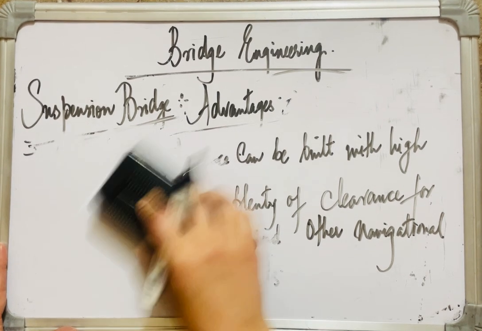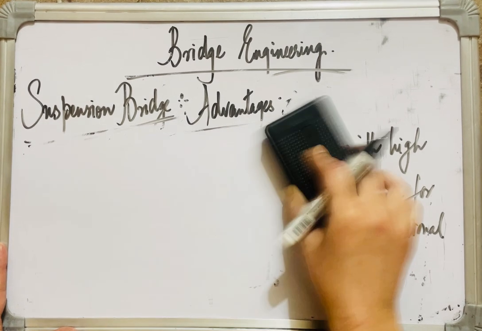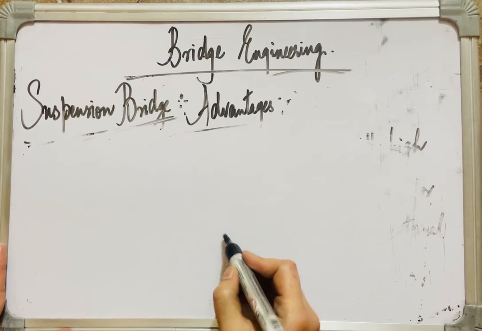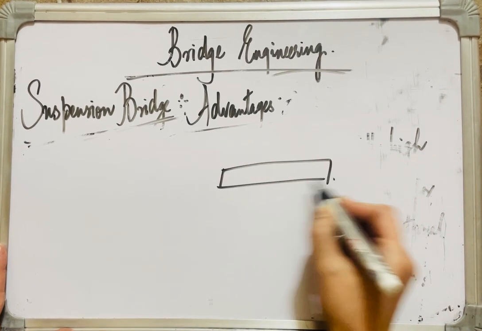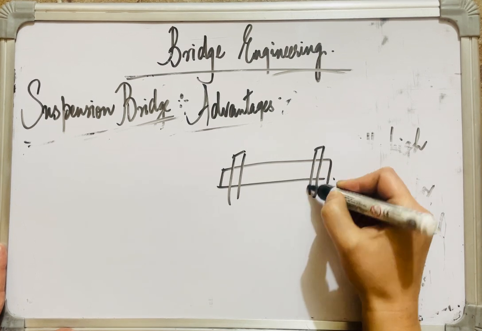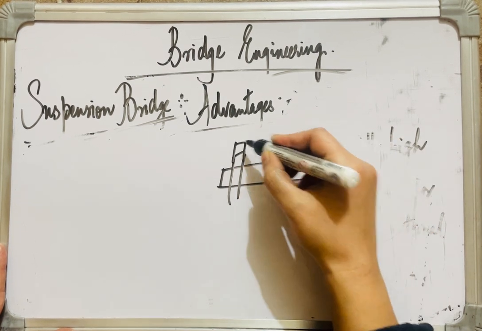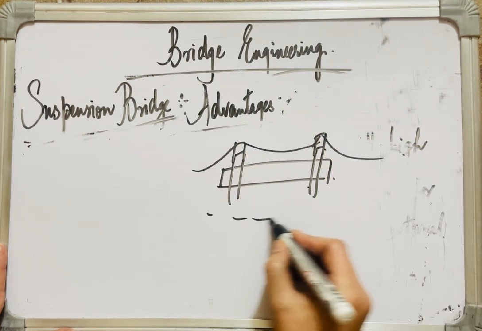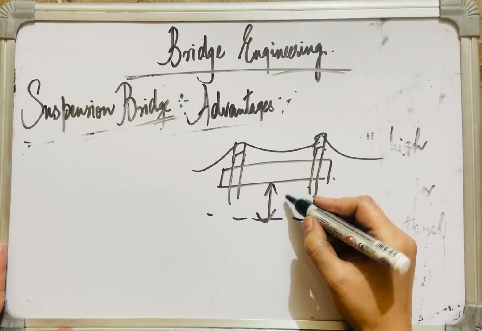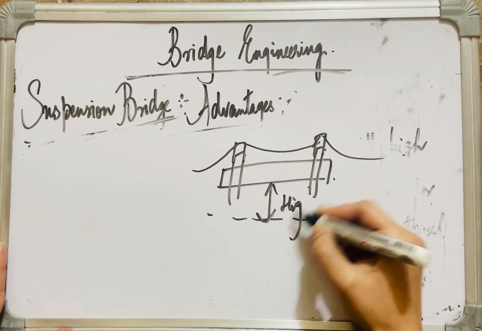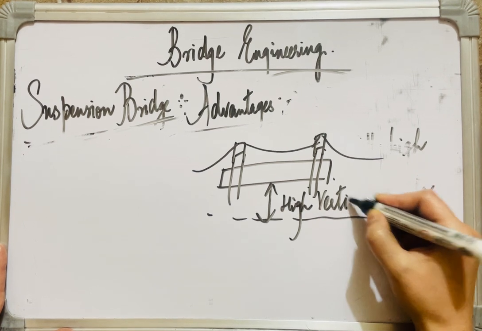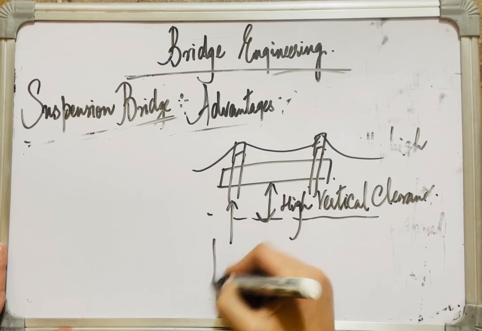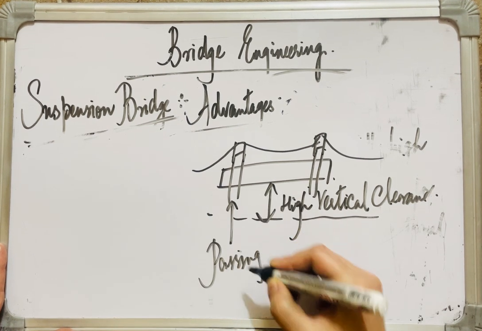All right, and by making use of suspension bridges, we can achieve high vertical clearance. For example, this is the bridge deck in case of a suspension bridge. This tower, Golden Gate Bridge, right? So this is the river body below. You can create high vertical clearance by employing this bridge type, which allows plenty of clearance for passing ships and various other navigational requirements.